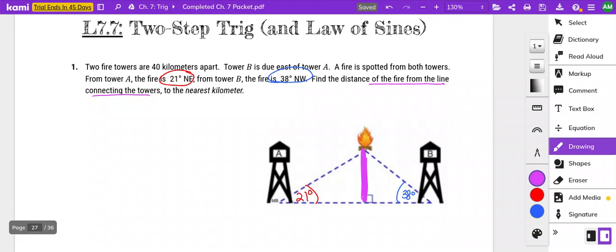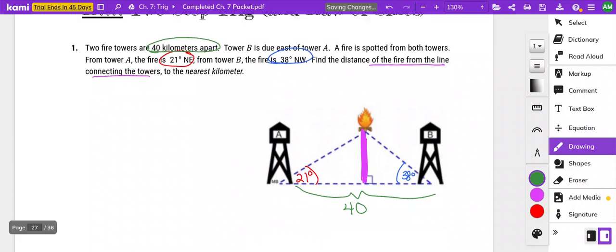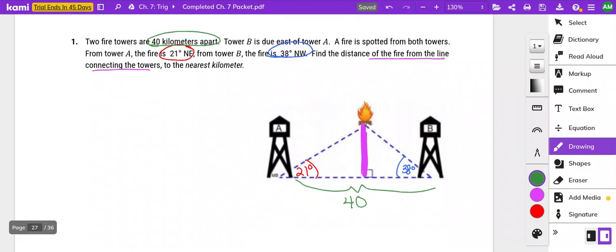To the nearest kilometer. The other thing that we didn't label yet in our picture is that the two towers are 40 kilometers apart, so I'm going to put my 40 down here. Now for this type of question, we cannot use trig. I don't know that the line connecting the two towers is equidistant between the two, and actually, we can tell it's not because those two angle measures are different. So instead, I need to use law of sines.